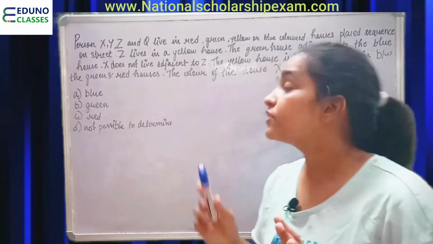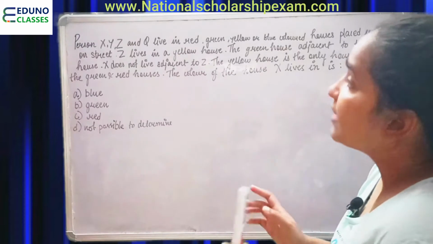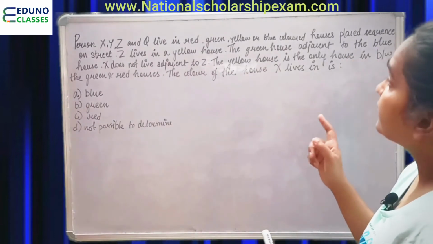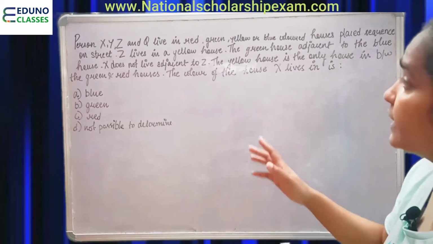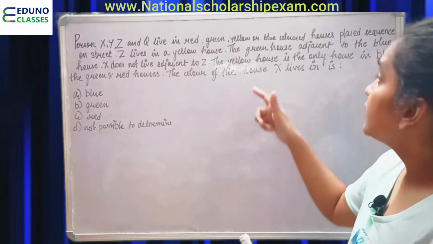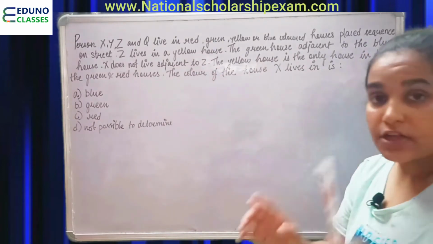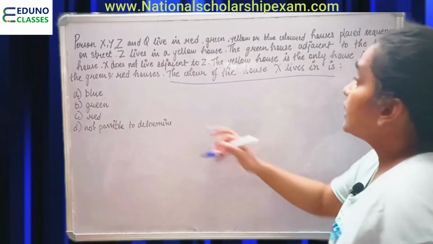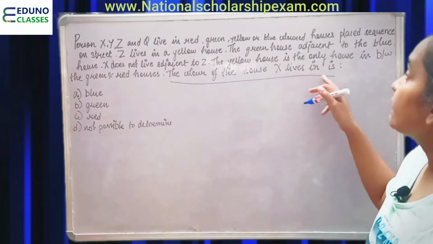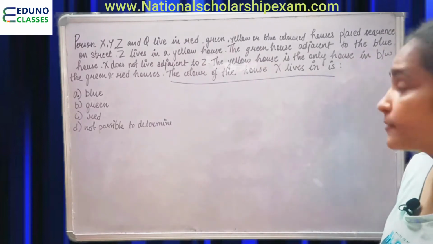So here we will first read the question. Person X, Y, Z and Q live in red, green, yellow, blue colored houses placed in sequence on a street. Z lives in a yellow house. These are a few specifications, and then the question asks: the color of the house X lives in is. So we have to find the color of X.